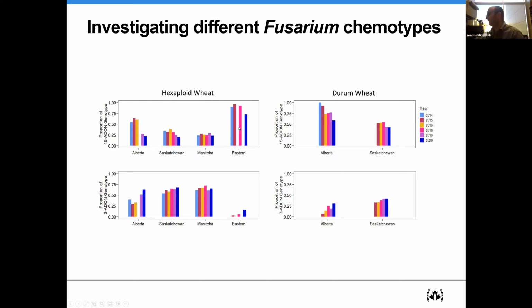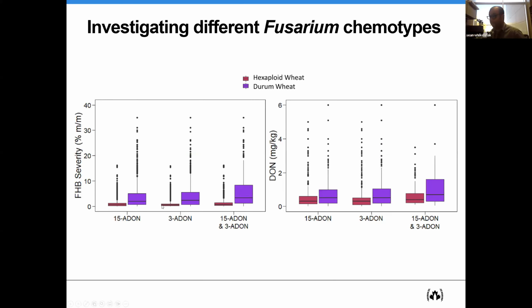This is hexaploid wheat, but the results are maybe even a little bit more pronounced in durum wheat, especially in Alberta, and in Saskatchewan maybe it's a little bit more level. And again, we don't really have durum wheat data for Manitoba because no one grows durum wheat in Manitoba anymore, really, because of the amount of Fusarium that's there and how much more susceptible durum wheat is to Fusarium than bread wheat.